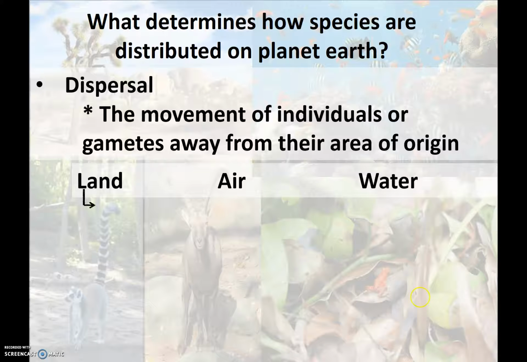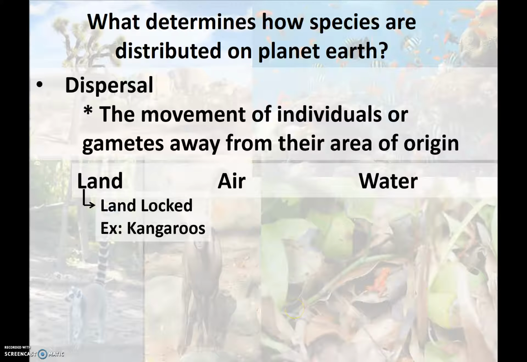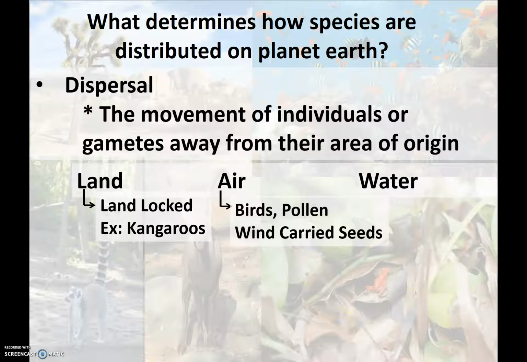On land, you have limitations. So for example, kangaroos are limited to Australia because they're not going to swim across the ocean to find another continent. So some organisms will be landlocked, which will limit their dispersal. You also have air can aid in dispersal, like pollen can spread in the wind. Birds are able to fly and to migrate, and so they may spend some of their life in Canada or near the Arctic, and then some of their life in South America.